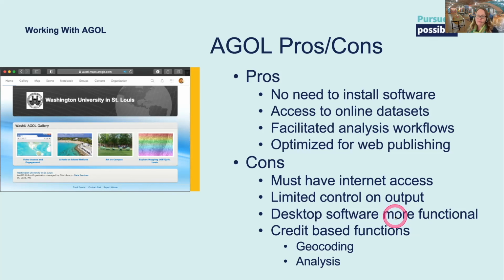And then also some of the functions do consume credits, which is basically kind of like the currency of ArcGIS Online. Right now, for the WashU organization, we have quite a few credits, so it doesn't usually end up being too much of an issue. But if you're working with large data sets, it can kind of take the credits that we have as a group. So that's always something that we keep an eye on, the data services team.